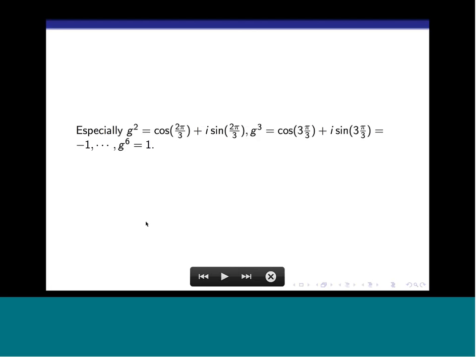Actually, G to the 6 is going to be 1. G to the 3 is minus 1. G to the 6 is 1. Okay, so exercises 9-10, 9-11. And let's take a break for a couple of minutes. I'll be back in a couple of minutes, okay?